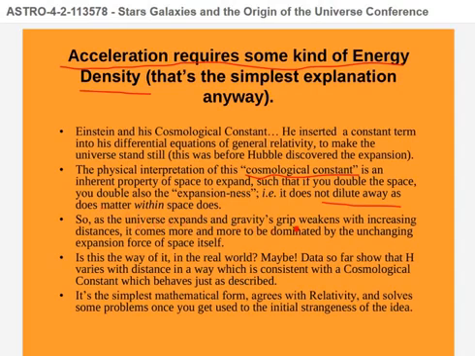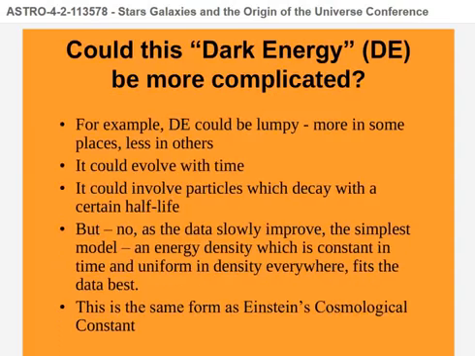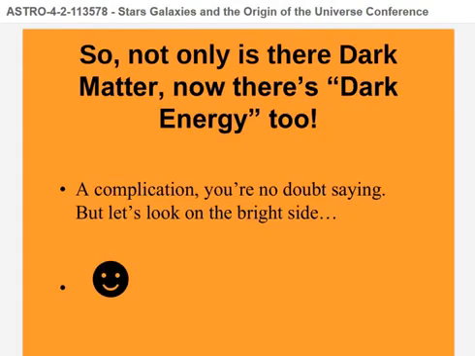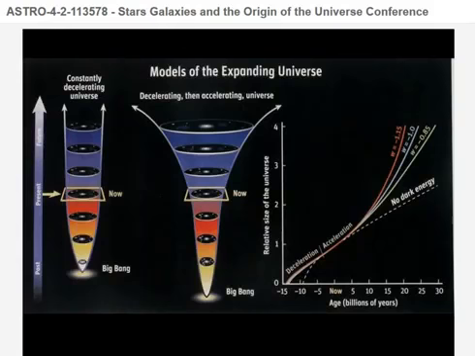So as the universe expands and gravity's grip weakens at increasing distances, it becomes more and more dominated by the unchanging expansion force of space itself. Okay, so is that the way of it? Is that really the way the universe is? Well, it needed a name, so we call it dark energy. We don't know exactly why it's doing this, but we have some ideas. So there's not only dark matter, but now there's dark energy too. But that just increases the mystery, so it just makes it all that much more fun to be an astronomer.